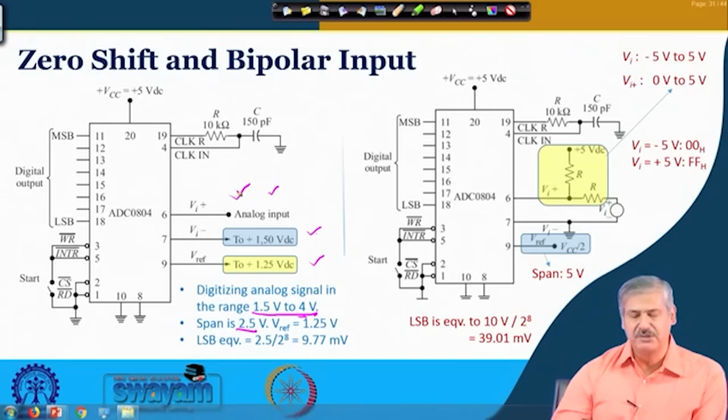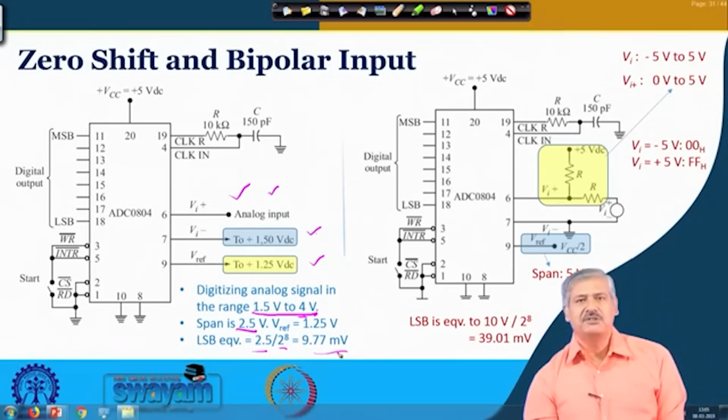So, the zero shift means earlier the lowest value was 0. If it is 0, then it will work with this kind of reference voltage, 0 to 2.5 volt. With this arrangement, now it will convert from 1.5 to 4 volt. LSB equivalent, since the span is 2.5 volt, is 2.5 by 2 to the power 8, so 9.77 millivolt is the LSB equivalent or the resolution that you can get. Fine.